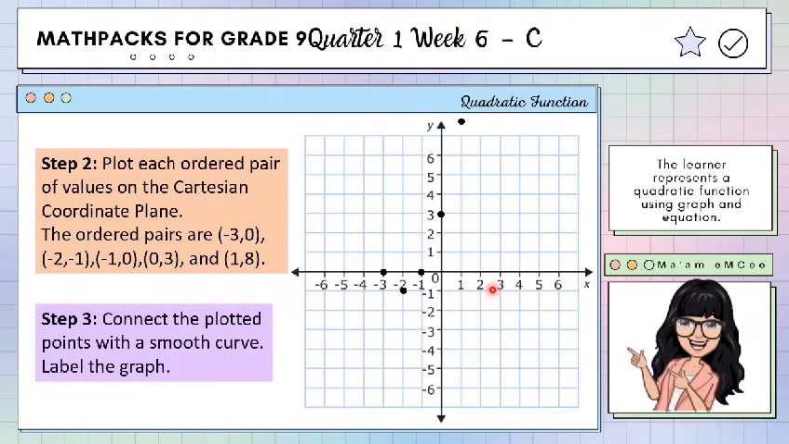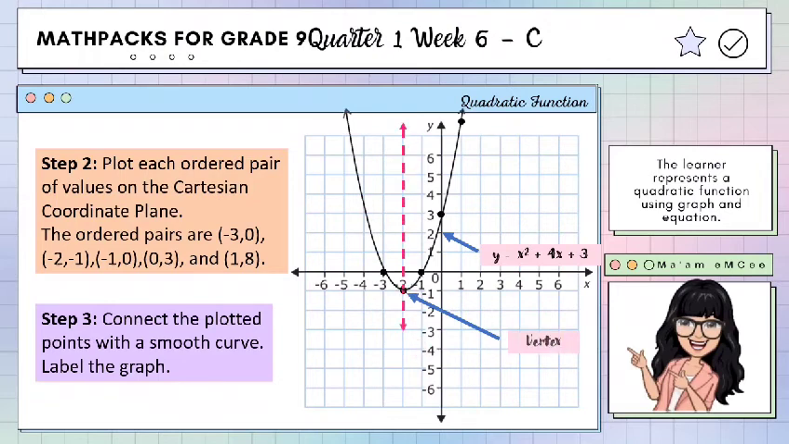Then step 3 would be to connect the plotted points with a smooth curve. Then we label the graph. So we will be making our parabola, and it will look like this one. And again, this is the graph of our function y is equal to x squared plus 4x plus 3. Then this point here, the lowest point on our graph, is our vertex, which is also the minimum point. And this line, which passes through our vertex and divides our parabola into two equal parts, is called the axis of symmetry.